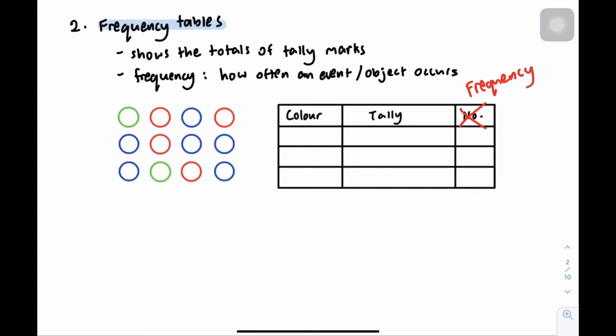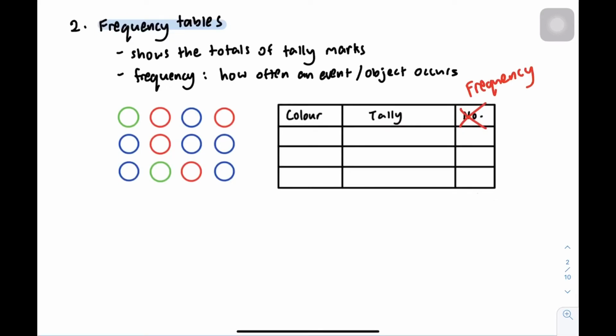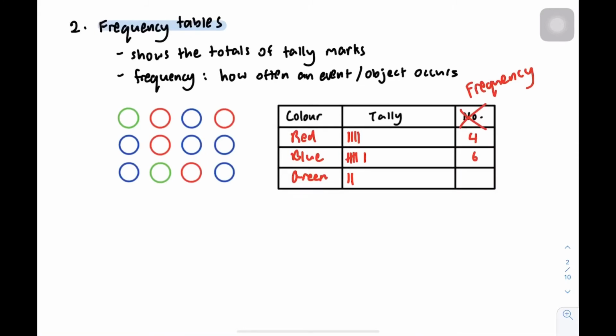Now, we're just going to fill it in the same. Basically, we go with red, blue, green yet again. And for red, we have 4. So 1, 2, 3, 4. For blue, we have 6. 1, 2, 3, 4, 5, 6. And for green, we have 2. Fill it in here. 4, 6, 2.